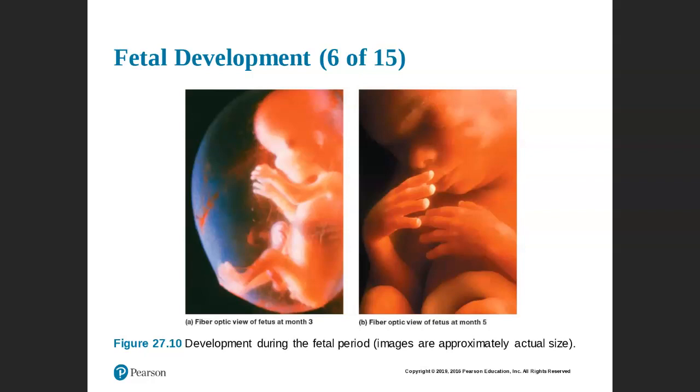So here's development during the fetal period, where this is actually the actual size of the fetus. This is a fiber optic view of the fetus at month 3 on the left. This is a fiber optic view of the fetus at month 5 on the right. See the fingernails? That's at month 5. Fingers, lips, nostrils. You can even see what it's going to potentially look like.